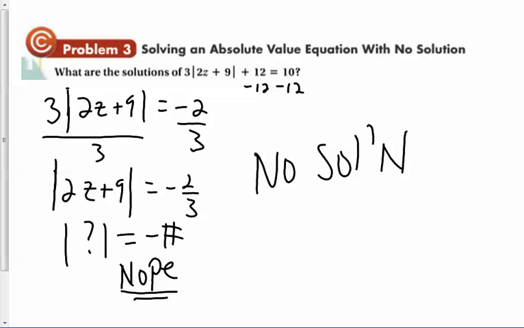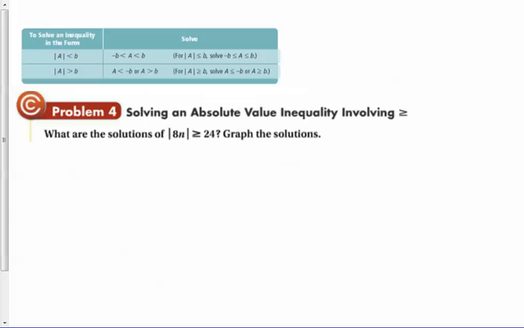All right, let's get into a little more detailed stuff and talk about inequalities. When we talk about absolute value inequalities, there's a couple things that you have to be mindful of. The first thing is that when you take the absolute value and it's less than b, it gives you an and situation.